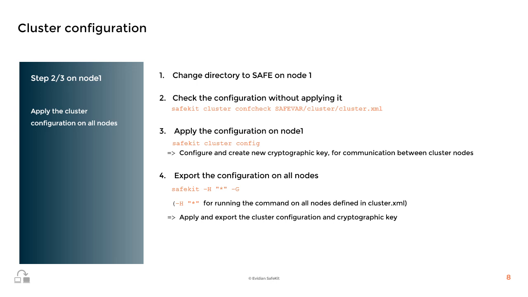Next, we can apply the configuration on Node 1. Use the SafeKit cluster config command. This step will configure the cluster on Node 1 and create a new cryptographic key for secure communication between cluster nodes. Once the configuration is applied on Node 1, we need to export it to all nodes. This can be achieved with the command safekit -h* -g. The -h* option runs the command on all nodes defined in the cluster.xml file. This last step will apply and export the cluster configuration and the cryptographic key to all nodes.